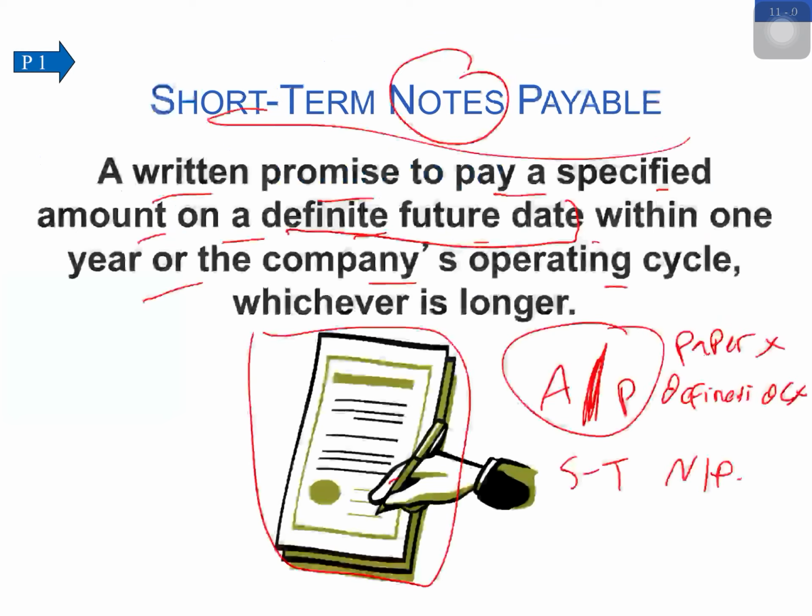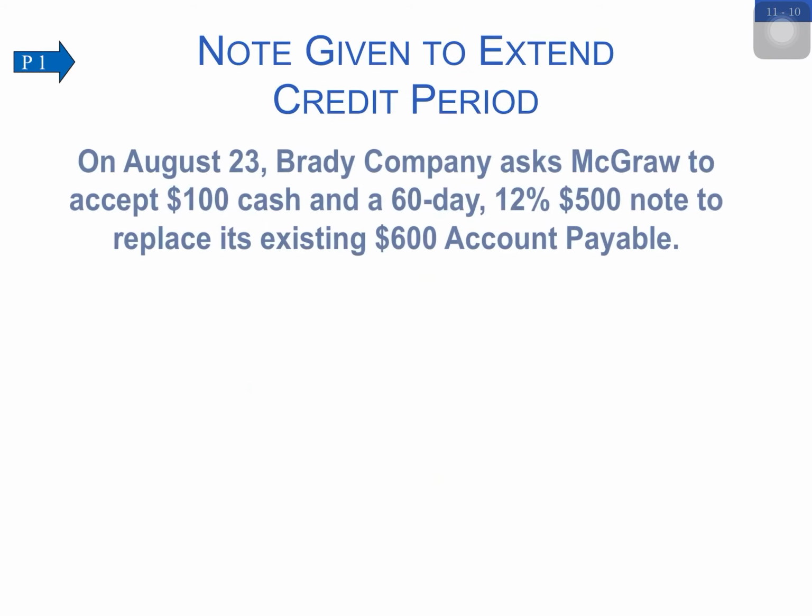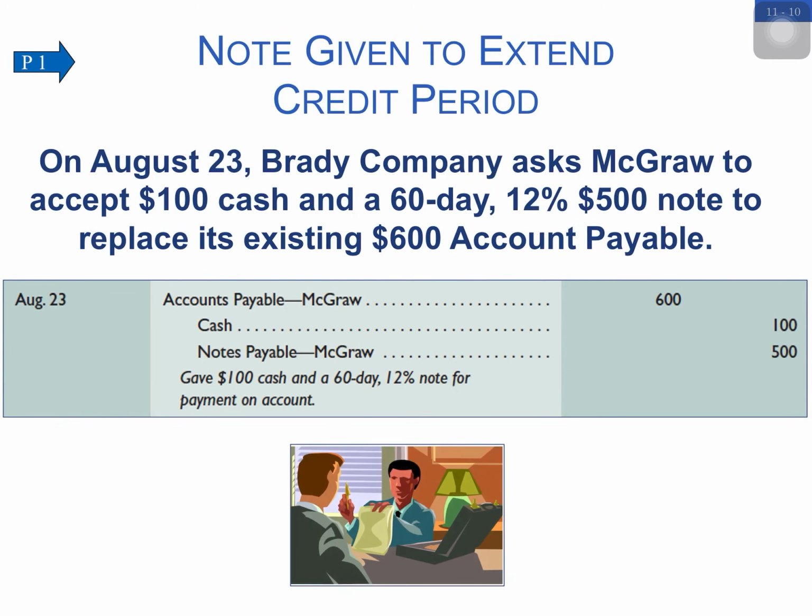And usually the short term notes payable have interest. Okay, let's see. On August 23rd, Brady Company asked McGraw to accept $100 cash and a 60-day 12% $500 note to replace its existing $600 accounts payable. In this case, Brady asked McGraw to convert accounts payable to notes payable.